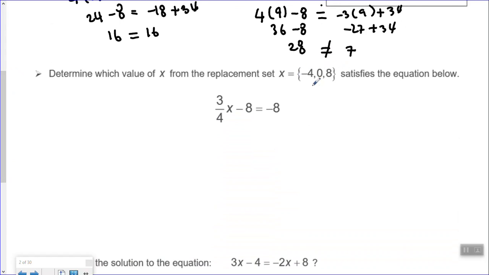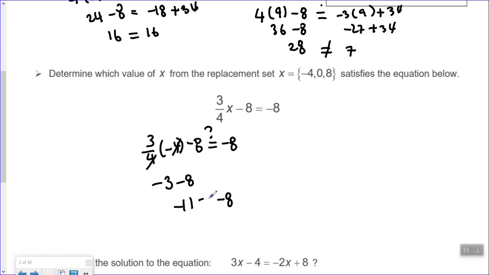And with same problem, so you have to try each number. Plug negative 4. So 3 over 4 times x minus 8, is this equal to negative 8? So let's plug negative 4. 3 over 4 times negative 4. 4 and 4 is cancelled. It's negative 3 minus 8. Negative 3 minus 8 is negative 11. They are not the same, so negative 4 is not the answer.